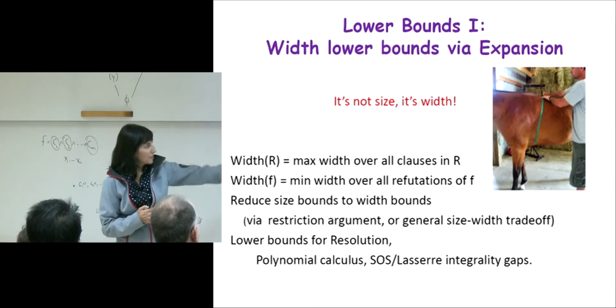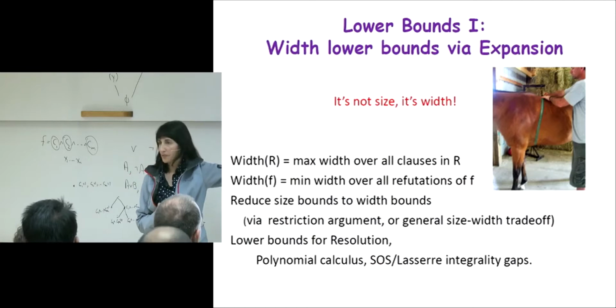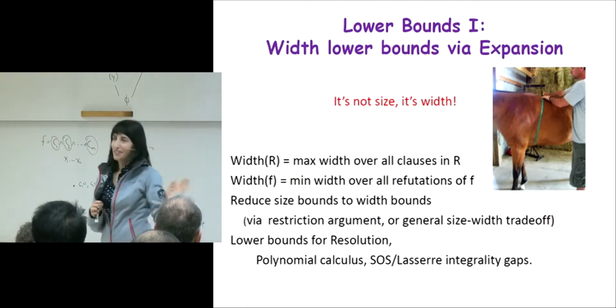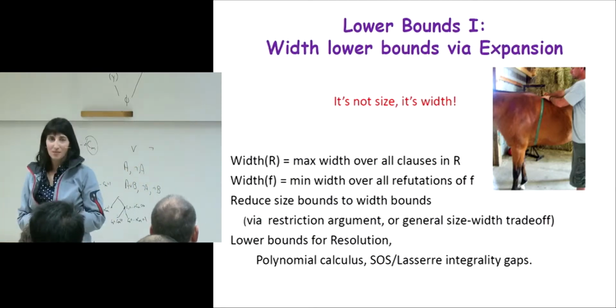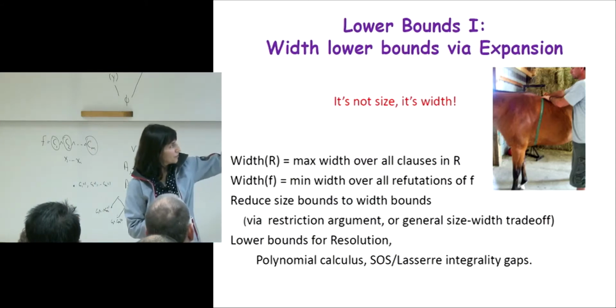You can do this, like I said, with the general size-width trade-off due to Ben-Sasson and Wigderson. You can also reduce from size to width using a restriction argument. Sometimes one or the other is better. So if you do it directly with a restriction argument, you can often get a better result. But if you're lazy, you can use the general size-width trade-off, and that usually is enough to make things work.